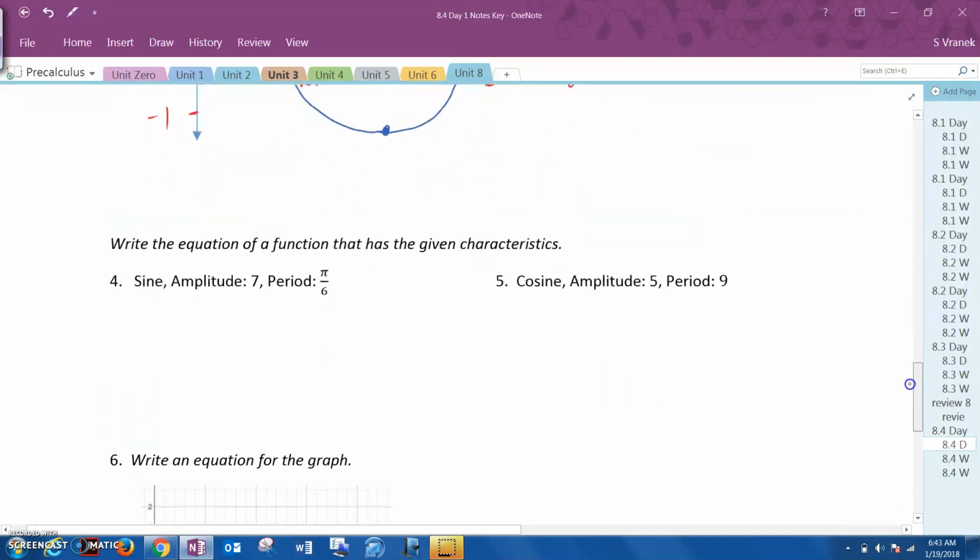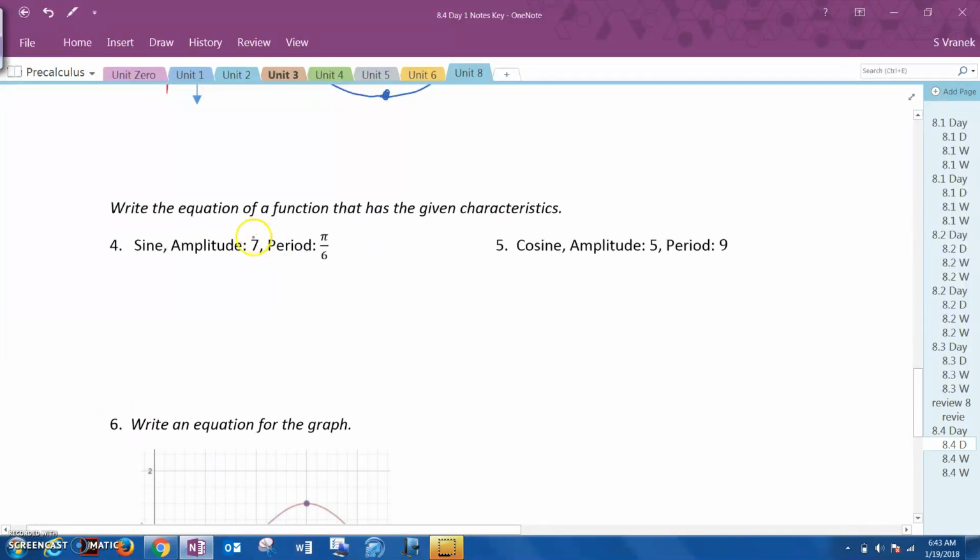So now we have to write the equation given the characteristics. So I'm already telling you that my A value is 7, but I'm telling you the period is pi over 6. So I have to figure out what the B value is so that I get pi over 6. So that means that pi over 6 is equal to 2 pi over B. So if you cross multiply, you get B pi equals 12 pi. So B equals 12. Alright, and it's a sine curve. So all you have to do is write an equation. You have to do y is equal to our amplitude, which is 7. It's a sine curve, so we do sine. And then we just found the B value, so it's going to be 12x.